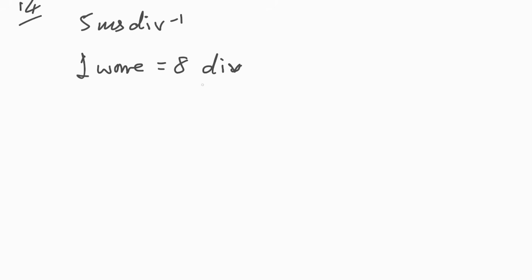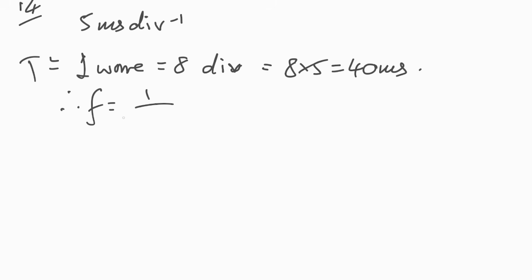And so that is equal to 8 times 5, equals 40 milliseconds. So that's our time period. Therefore, frequency is going to be 1 divided by that, so 1 divided by 40 times 10 to the minus 3. So it's obviously going to be 25 hertz, isn't it? So it can't be A, it can't be B.